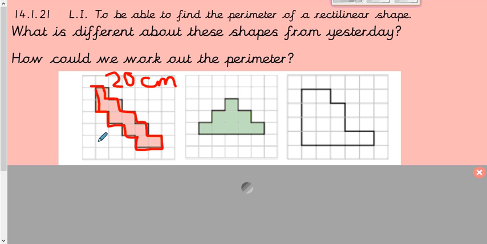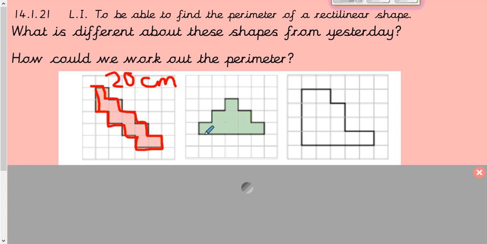It does get a bit confusing because, especially with this one, you can see it goes in, then down, in, then down. So you have to make sure you count all the sides. You can't leave any sides out because then it won't be the full perimeter. If you think you've got the hang of it now, you can pause the video and see if you can work out the perimeter of these two. If you're not too sure and you want to go through another one with me, then we'll go through the green one together.